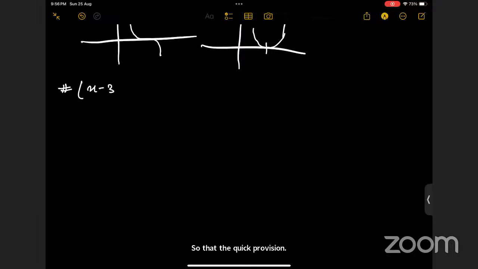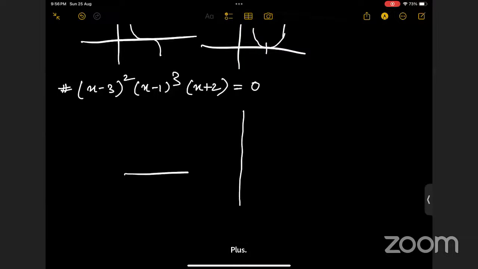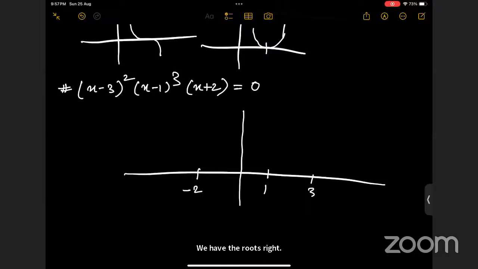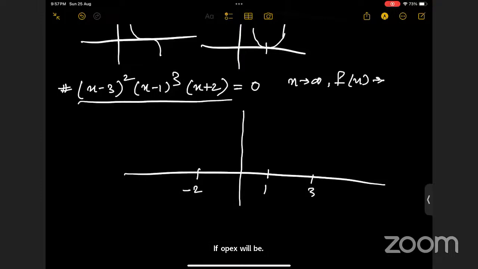So suppose we have (x minus 3) squared, (x minus 1) cubed, (x plus 2) equals 0. Okay, so how will the graph be? 1, 3, and minus 2 are the roots, right? Yes, ma'am. So at 3, the power is even. We can also check the end behavior. As x tends to infinity, f of x, this is our f of x, will tend to infinity, right?